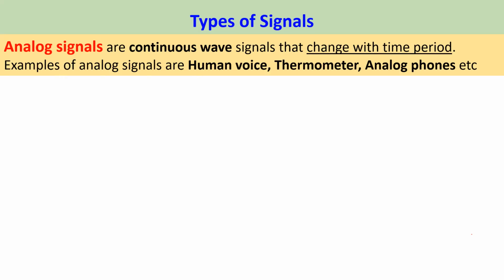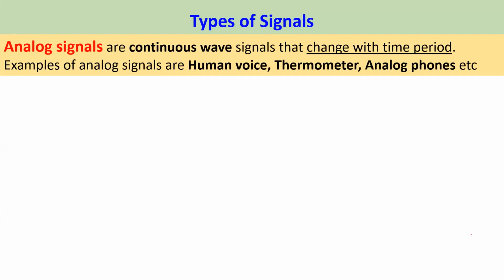Sometimes the height is very high, then very low. In that period they are changing. You will understand how the waves are changing by looking at the diagram here. Here are some examples of analog signals: the human voice, thermometers, analog phones. All of these generate analog signals.